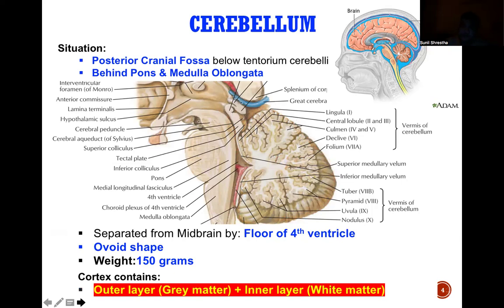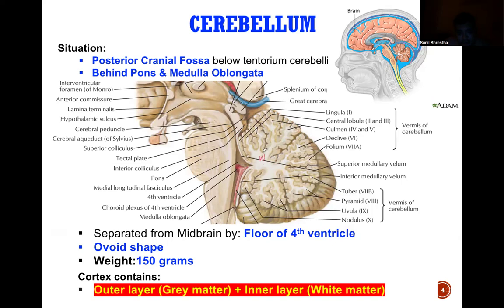If someone asks you what the cerebellum is made up of, the cerebellum contains white matter and gray matter. Here in the middle, it contains the white matter.